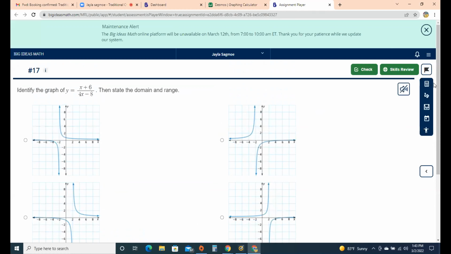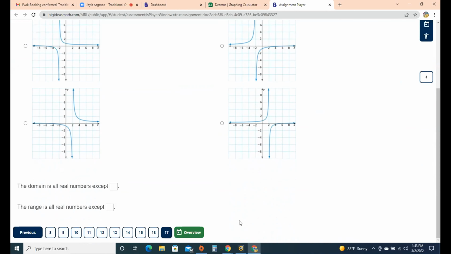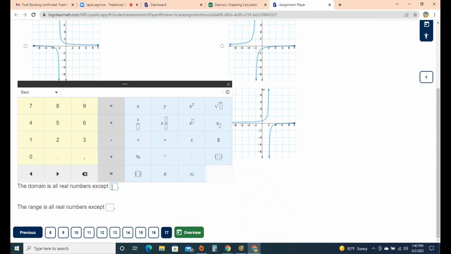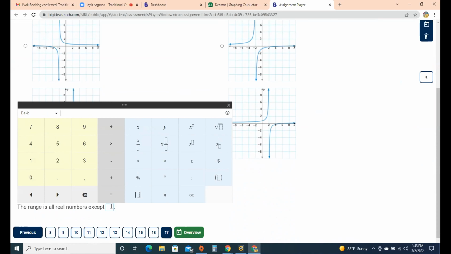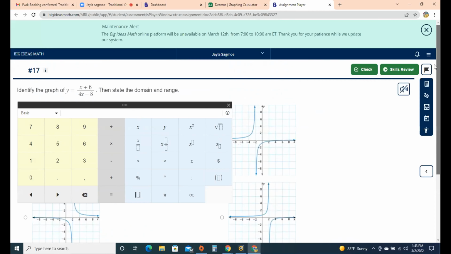So you set the bottom equal to 0. 2 is the excluded value in the domain. And then for the range, I'll go back up. It's 1/4. Yeah.